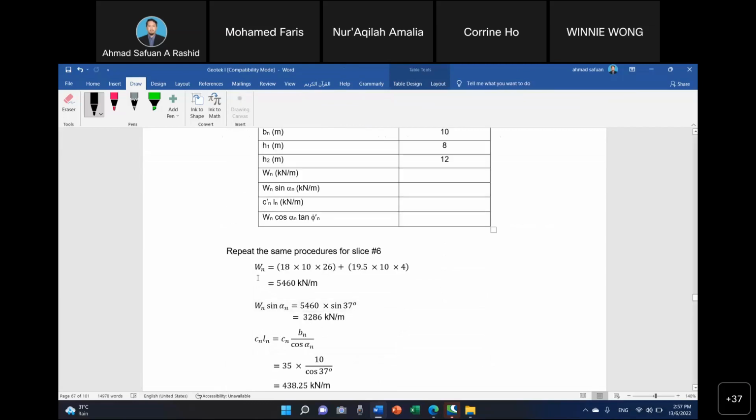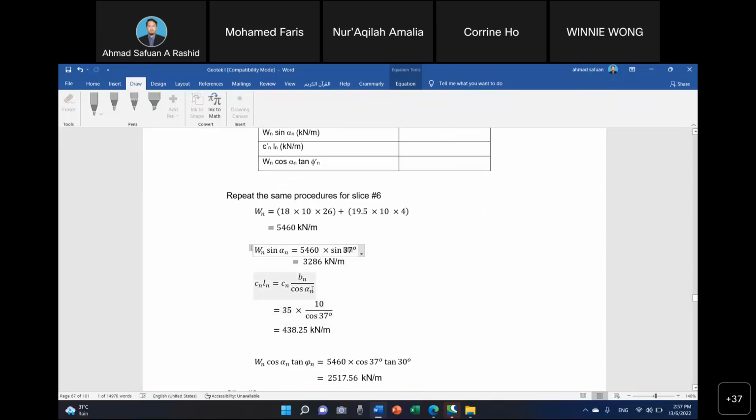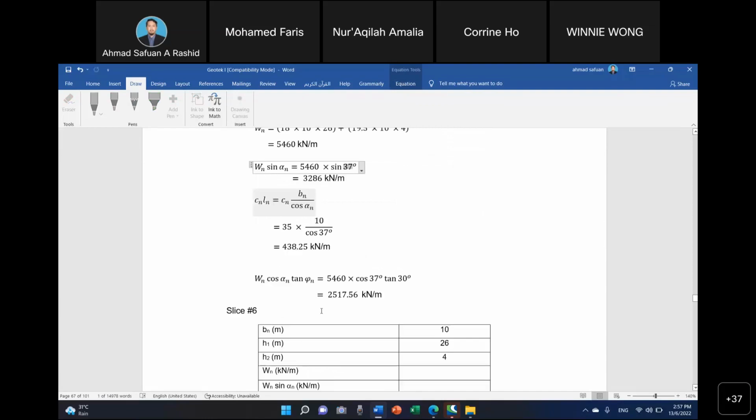For slice number 6, we calculate for the W in the same procedure, W sin alpha. In this case, alpha is positive because it is on the right side. Then the same procedure, similar to slice number 3, to get the CL and to get the W cos alpha tangent phi.